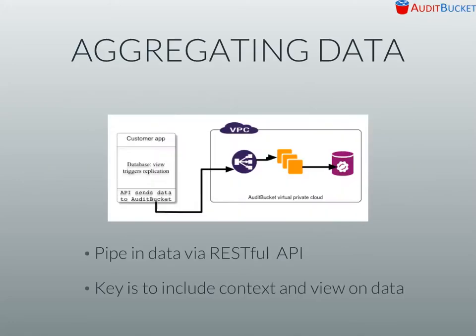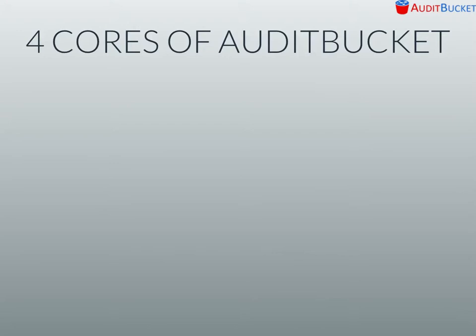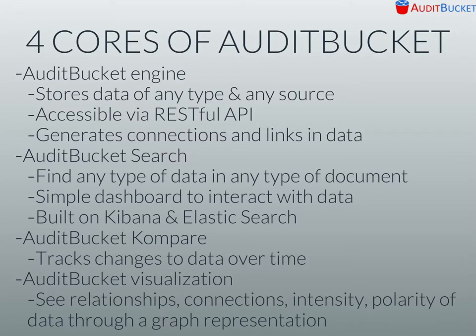AuditBucket works by aggregating data. Data can be sent to AuditBucket via a simple and secure RESTful API call. The key is to include business context and views of the data out of an enterprise or an internally developed customer-specific application. Any of that data is transformed into a NoSQL key-value pair, and then AuditBucket, the engine of it, can iterate over that data, find connections and links in those data, and put those into a graph structure.